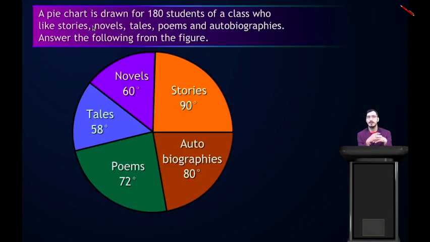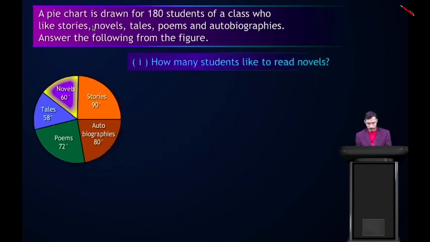Okay, now one more example here. A pie chart is drawn for 180 students of a class who like stories, novels, tales, poems and autobiographies. Answer the following from the figure. Now we have a pie chart here: novels, stories, autobiographies, poems and tales. How many students like to read novels? That means we need to find the number of students. So how can we find it?